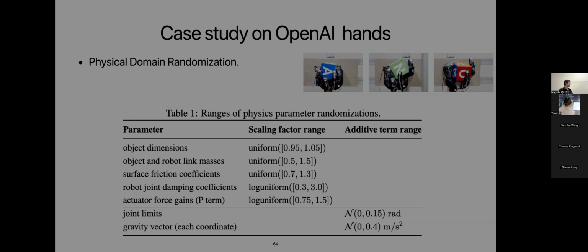For example, the object's dimensions, the size of the objects, need to be changed. The mass of the objects and also the robot links need to be changed. Also friction, controller parameters, actuator parameters, and even gravity need to be changed. The purpose of all this is to cover a wide range of distributions so that the real-world transition dynamics hopefully fall within this set of randomized dynamics.